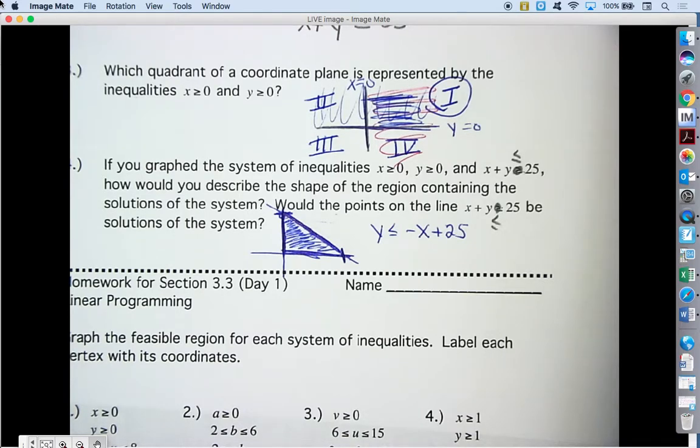If it just said less than, then none of the line would work. So if it was just x plus y is less than 25, it wouldn't be a part of the solution. It would be a dashed line, and that means none of the points on that line would work.